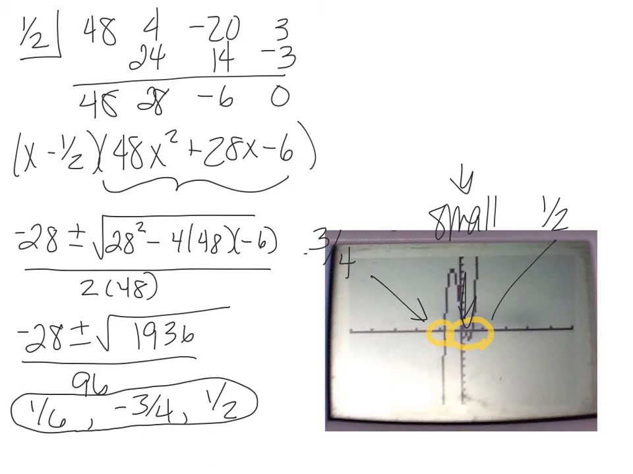Those are my 3 zeros. Boom, we did it. Okay, number 6 in your guided practice.